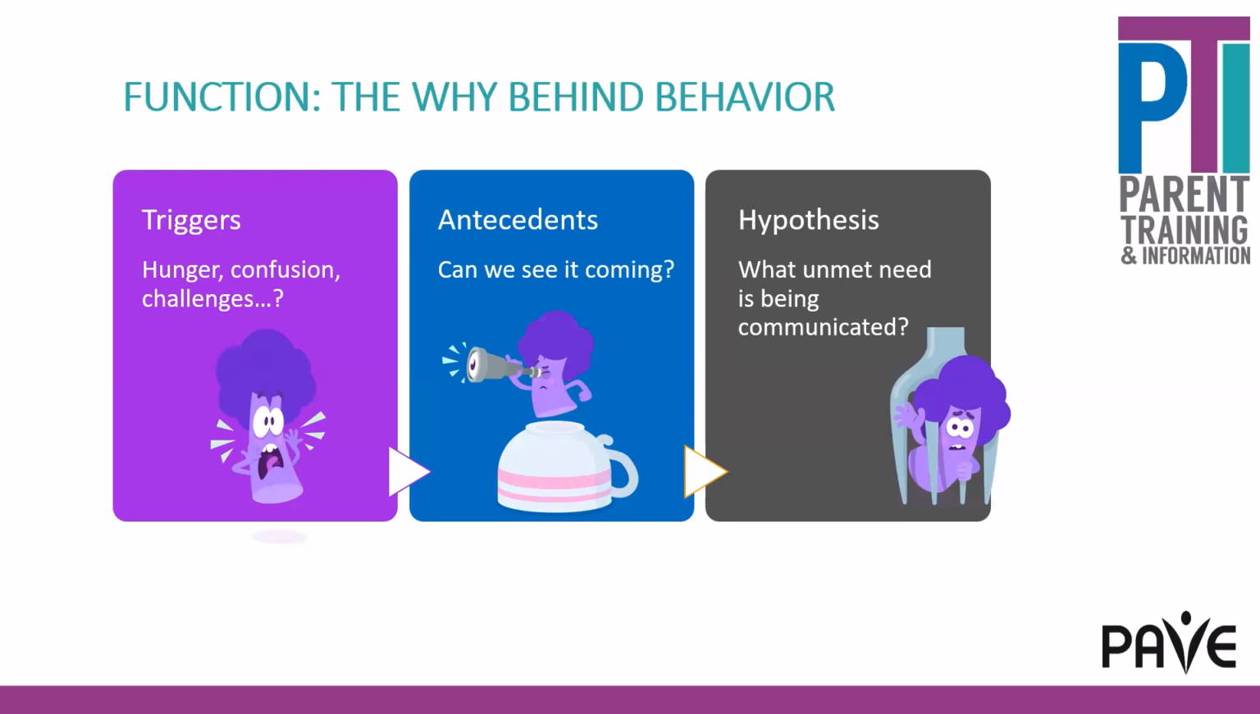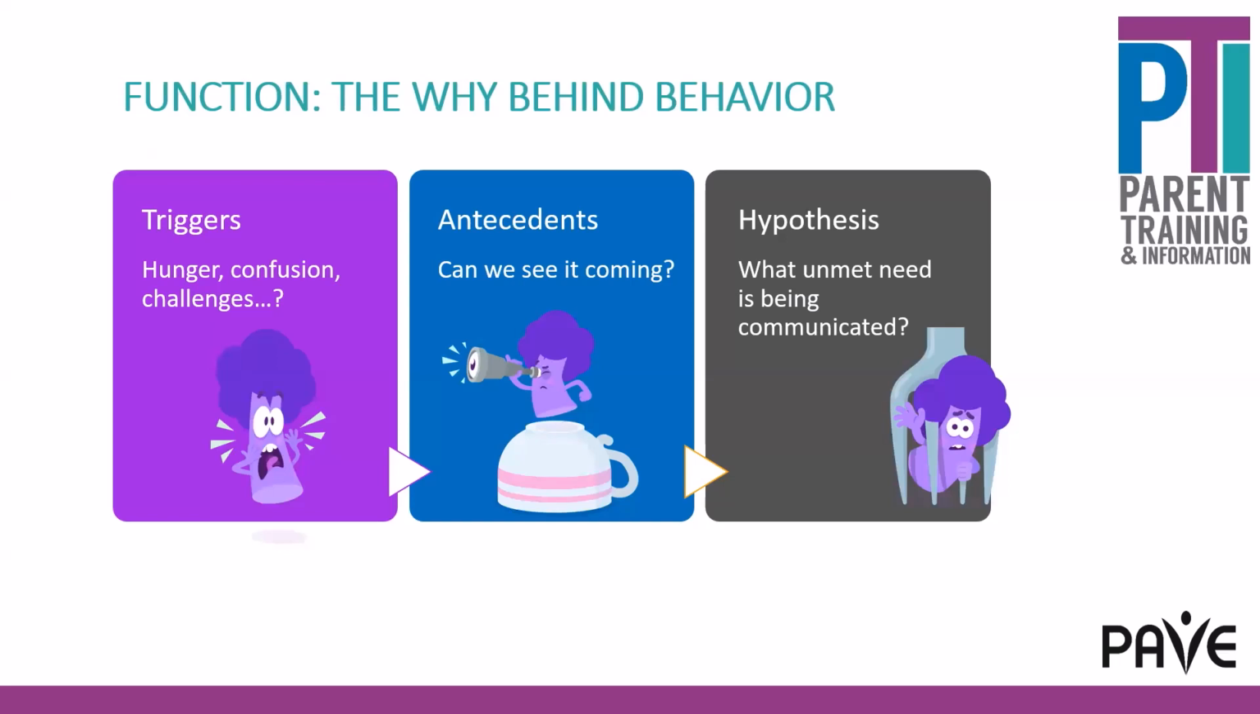The FBA looks for triggers and anything else that might be happening before a behavior escalates. Those are called antecedents. When school staff see what's coming, they can intervene before a full-blown escalation.